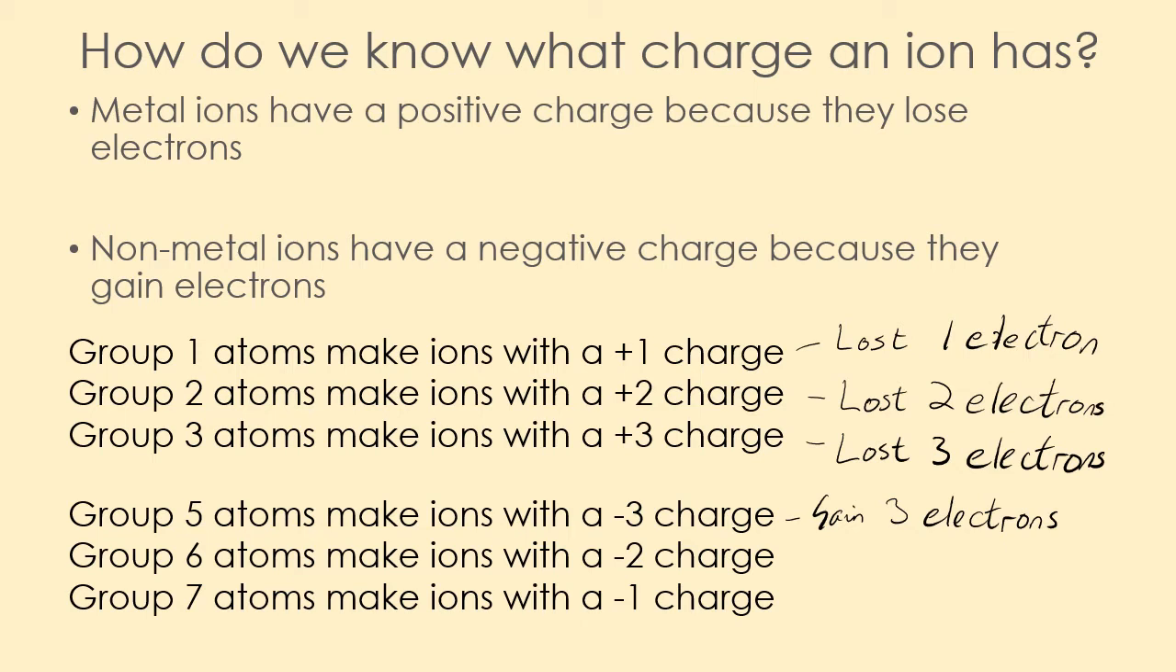For our group 6 atoms, they have a -2 charge. And you've guessed it, that's right. That's because they have gained 2 electrons. Well done. And our last one, our group 7 atoms make ions with a -1 charge. And again, well done for getting it right. They gain how many? They gain 1 electron. Because they've gained 1 electron, they have a -1 charge. Really well done so far. I know this stuff is tricky. Well done for sticking with it.